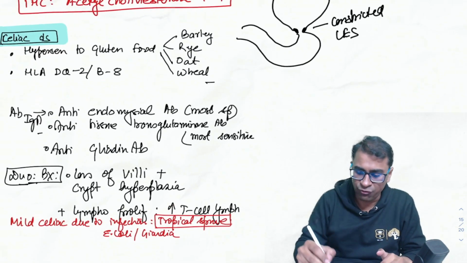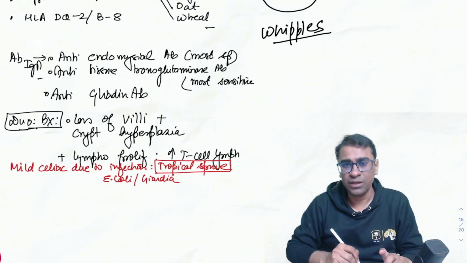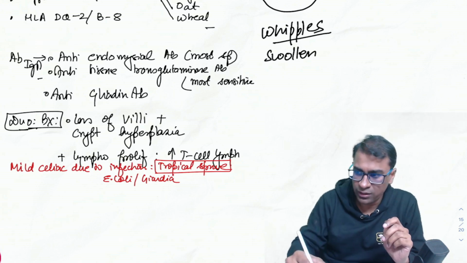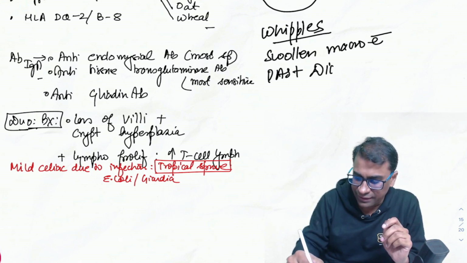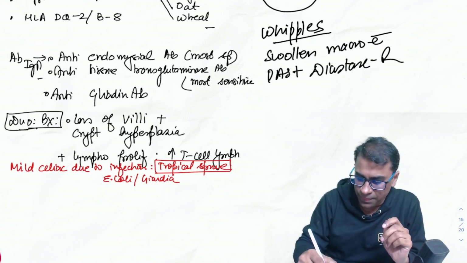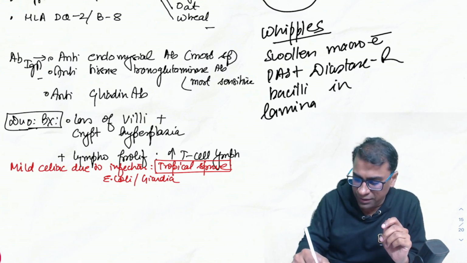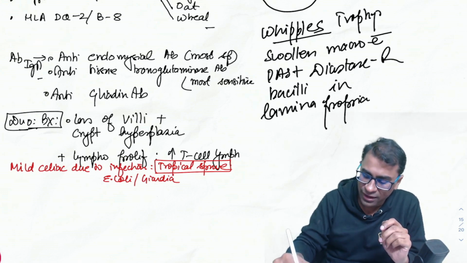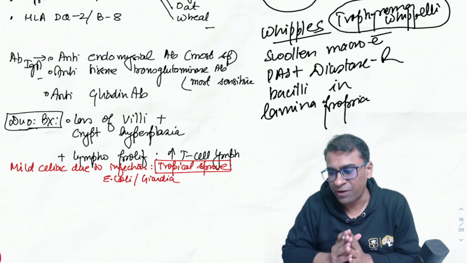One more disease you must remember is Whipple's. What happens in Whipple's? It is due to Tropheryma whipplei. What you see here are swollen macrophages with PAS-positive, diastase-resistant bacilli in the lamina propria. It happens due to infection by Tropheryma whipplei.